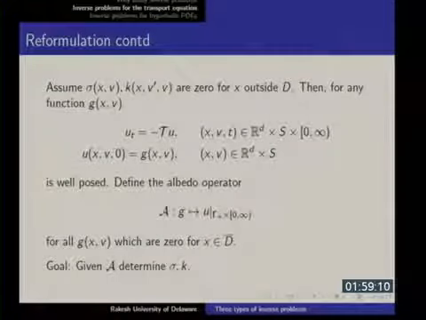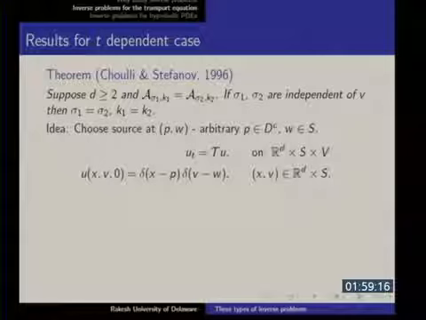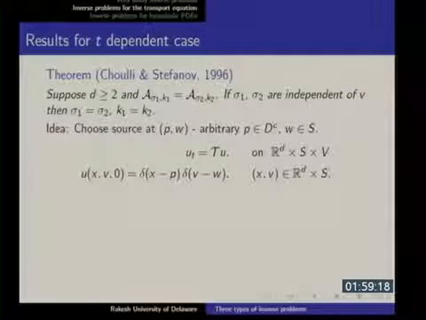I think it's skipping off and on. Right. So what I said was you place the source outside the domain in a certain direction. I don't know what's happening.